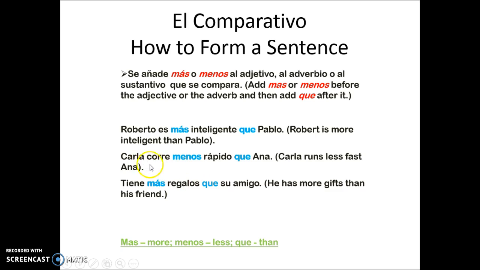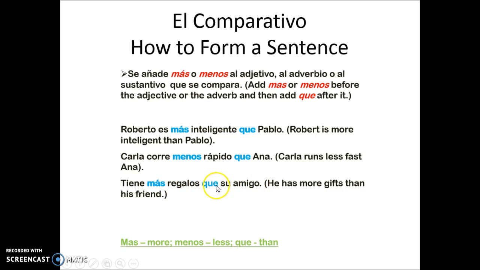Let's look at this one. Carla corre menos rápido que Ana. Carla runs less fast than Anna, and I forgot to put Ann, I'm sorry, than Anna. So, again, menos, so más o menos, adjective or adverb, boom, and then que, boom. Carla corre menos rápido que Ana. Carla runs less fast than Anna. Tiene más regalos que su amigo. He has more gifts than his friend.